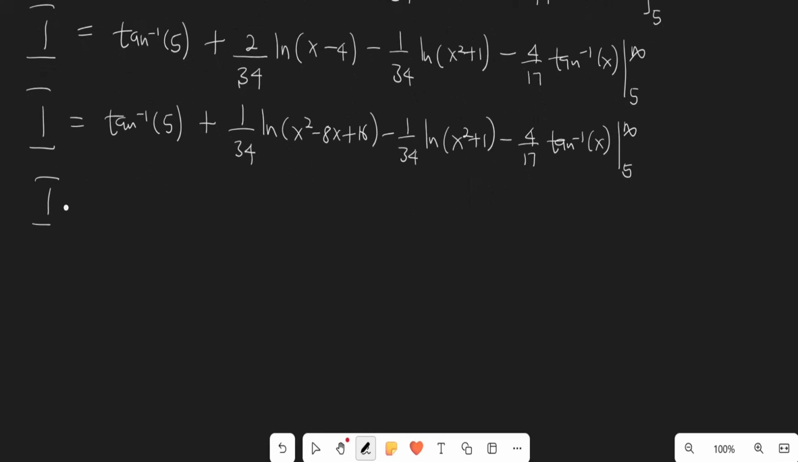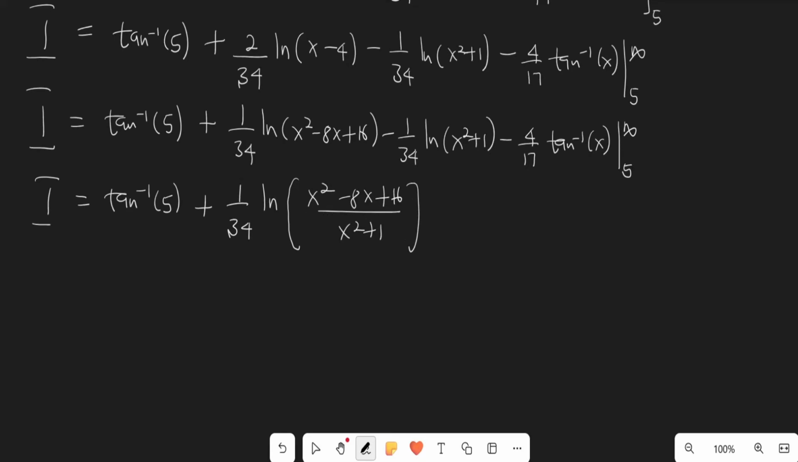Now let's do some factorization and apply the laws of logarithm. So 1 over 34 is common between these two terms. So I'm going to factorize 1 over 34 out. So 1 over 34, then I'm going to use the laws of logarithm. That is going to be the ln of x squared minus 8x plus 16, divided by x squared plus 1. Right, minus 4 over 17. This is multiplied by the arctan of x, the limits of integration from 5 to infinity.